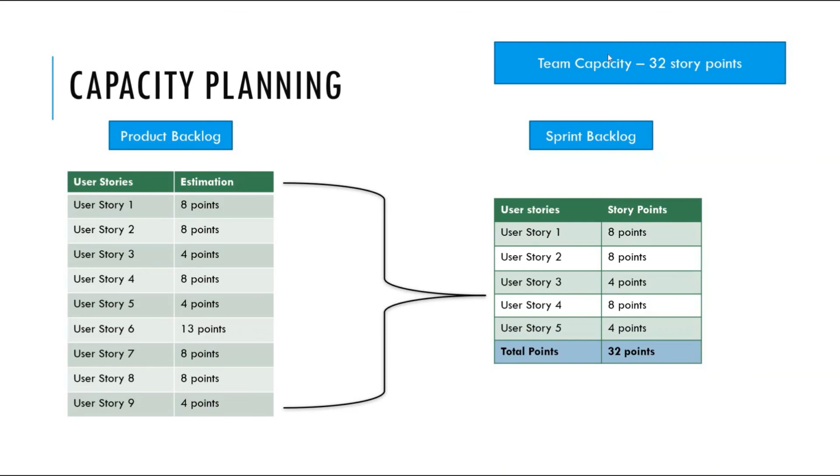As you can see, the team capacity is 32 story points. Now we can pull stories from product backlog to sprint backlog. We have taken user story 1, which is of 8 points, user story 2, which is of 8 points, user story 3, which is of 4 points, user story 4, which is of 8 points, user story 5, which is of 4 points. When we add up all this, we get 32 story points.